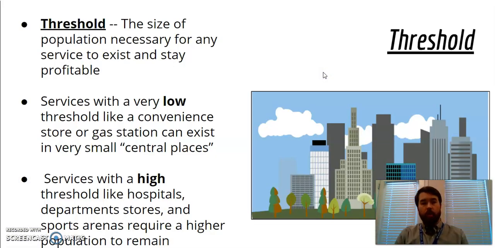Threshold. The first is threshold. Threshold is just the size of population that's necessary for any service to exist and stay profitable. That means making money. So services with a very low threshold, things like a convenience store, a gas station, can exist in very small central places.